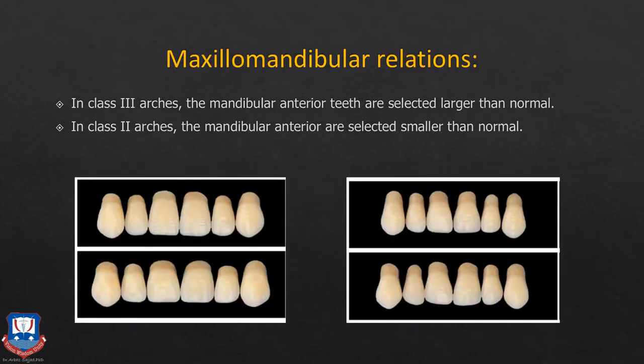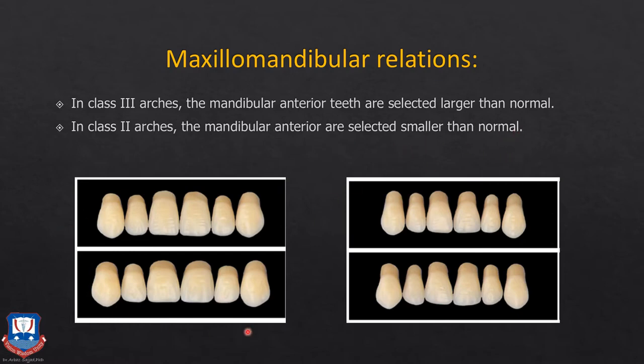Next is based on the maxillomandibular relationship. In class 3, as we all know, the mandible is large and the maxilla is small, therefore mandibular anterior teeth which are larger than normal are selected. Whereas in class 2, the maxillary arch is bigger and the mandibular arch appears smaller, so we have to select mandibular anterior teeth which are smaller than normal.